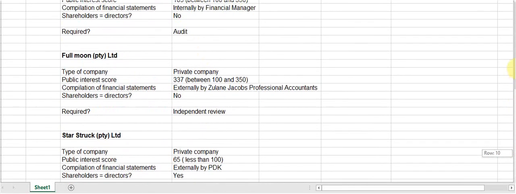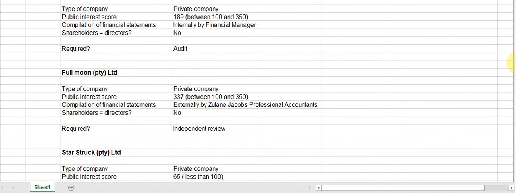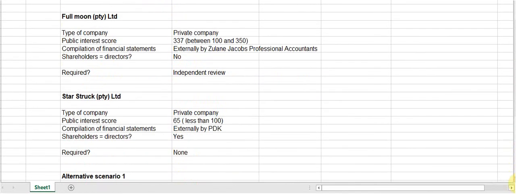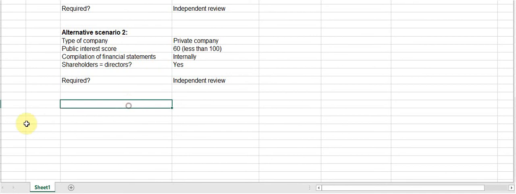Then I just want to check, there was something else that I thought about. I wanted to propose, what would happen if we have a scenario, for example, where the interval is between 100 and 350, and the shareholders are also directors, or here you would find that in both instances it is no. So I just want to create that as alternative scenario as well. I'm just giving you all the scenarios that I can currently come up with.